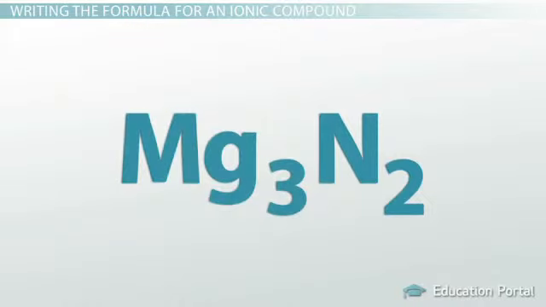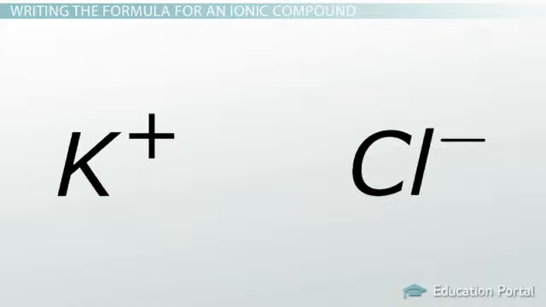Let's look at another example of an ionic compound called potassium chloride. This ionic compound is comprised of a cation potassium with a positive 1 charge and an anion chloride with a negative 1 charge. To write the formula for potassium chloride, the subscript of the cation will be the same as the charge of the anion. Since the charge of the anion chloride is negative 1, the subscript of potassium will be 1.